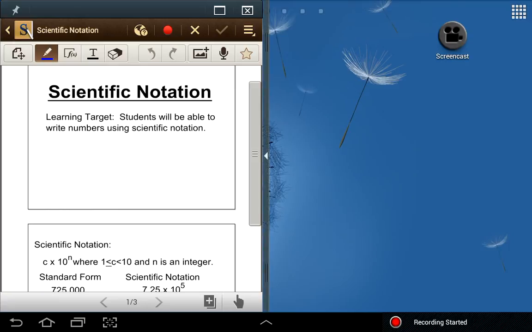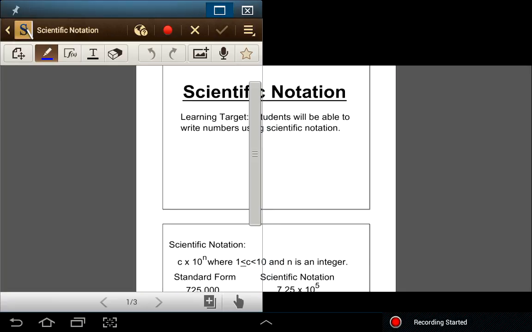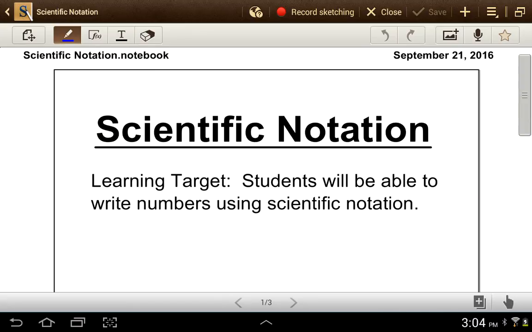Okay, here's our video on scientific notation. Our learning target is students will be able to write numbers using scientific notation. So let me get after it.